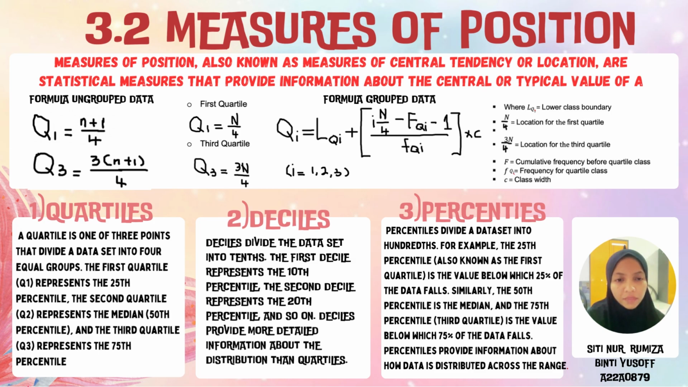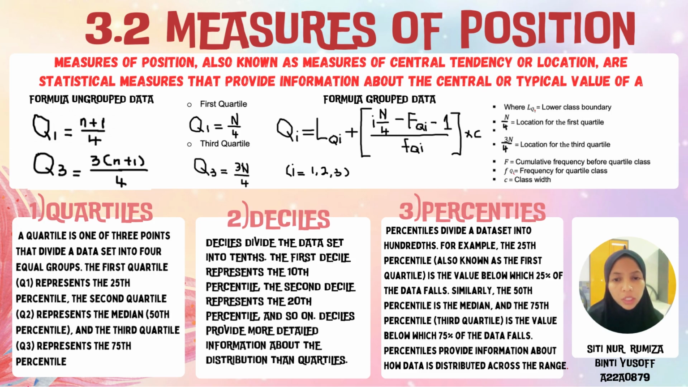Percentiles divide a data set into 100. For example, the 25th percentile, also known as the first quartile, is the value below which 25% of the data falls. Similarly, the 50th percentile is the median, and the 75th percentile, the third quartile, is the value below which 75% of data falls. Percentiles provide information about how data is distributed across the range.